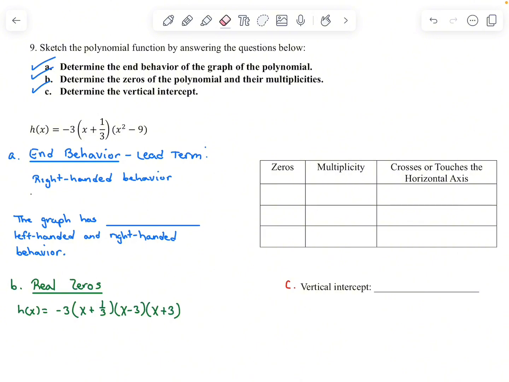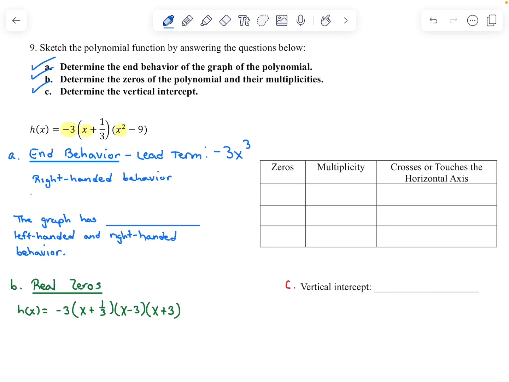h of x is not in standard form. To put h of x in standard form, we would have to multiply the two binomials together, then distribute the -3. However, we don't need to do that to determine the lead term. All we need to do is multiply the -3 and the x squared. And when you do, you will get -3x cubed.